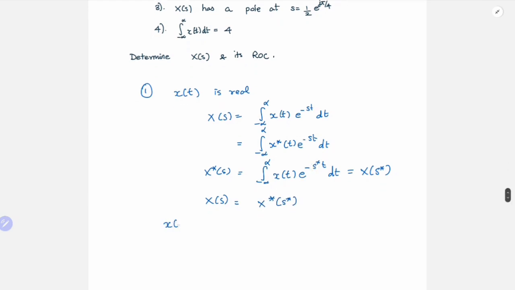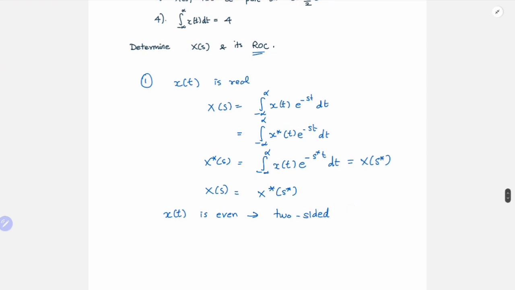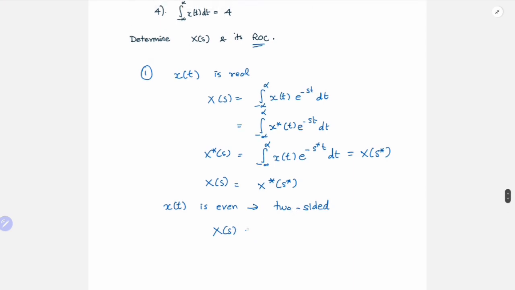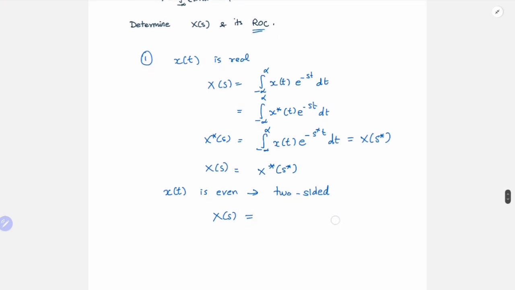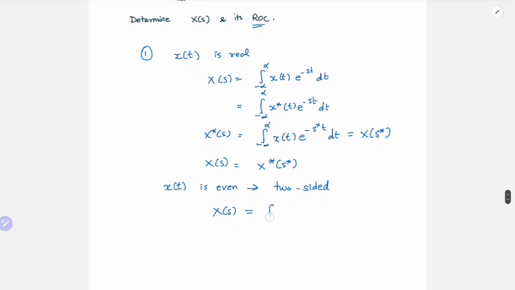So now my x of t is even. So this conveys two pieces of information. It means x of t is two-sided, so we get the information about the ROC. It also conveys some information which we'll derive, since we need not remember these, right? We can easily derive it. It will just take 1 minute.